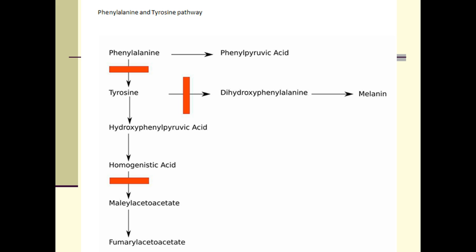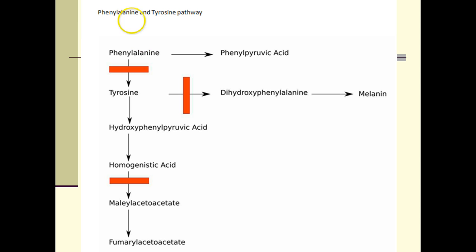So in here we have phenylalanine and tyrosine pathway. When we have phenylalanine in our body, it's usually able to convert it to tyrosine, which then converts it to hydroxyphenylpyruvic acid, which then converts it to homogentisic acid, which then converts it to maleylacetoacetate and fumarylacetoacetate. Now, where you see these red lines is where an enzyme is usually present to convert these chemicals to the next thing.